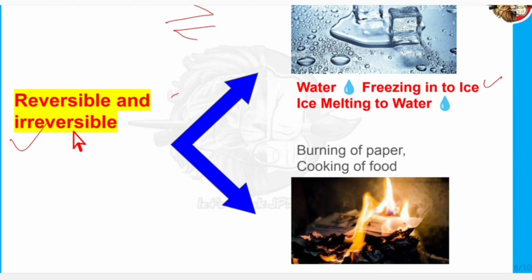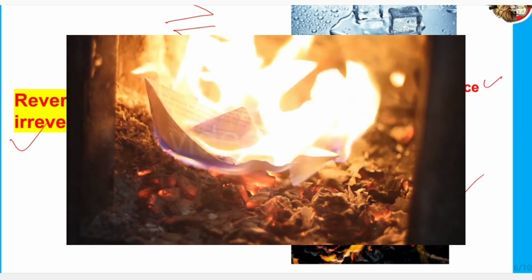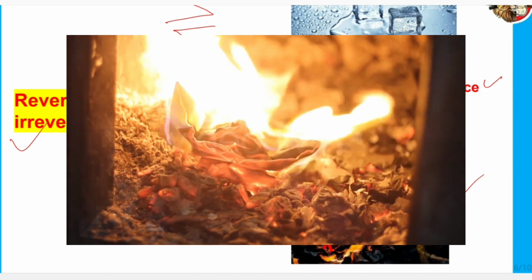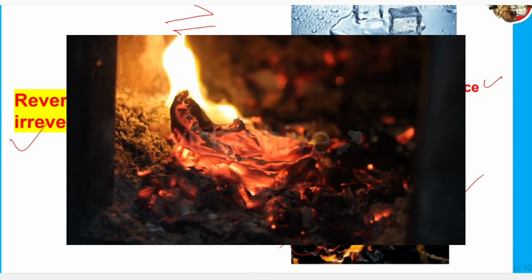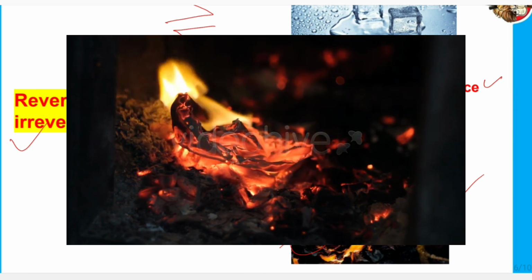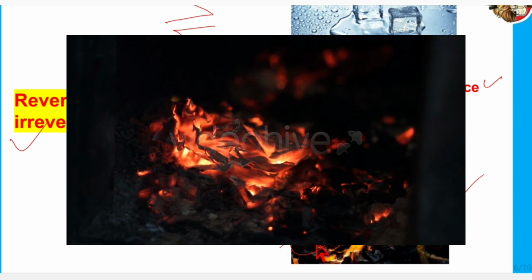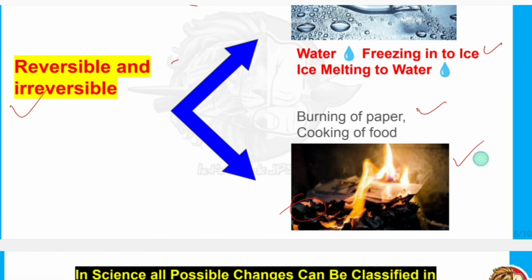Now we'll see irreversible processes, and an example is the burning of paper. In this picture you see the paper is burning, and after burning it changes to ashes. It is an irreversible process because after getting the ashes we can never get the white paper back. Likewise, the cooking of food is also an irreversible process.